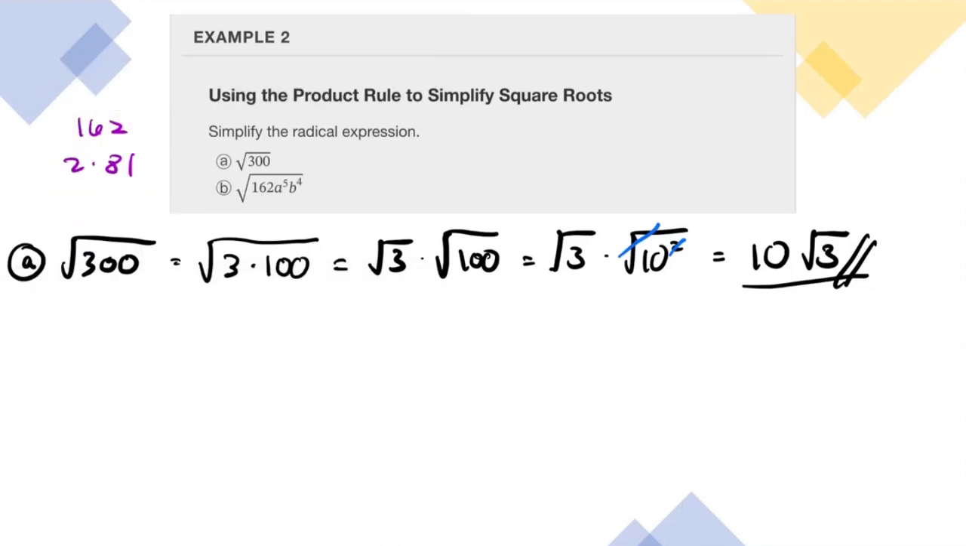Okay, let's try that again. That's a little bit better. Okay, so now we're working on B. So we're going to break this apart. Now for the variables, we want to try to get perfect squares, in other words, even powers, right? So that 162 we said was what? 2 times 81.